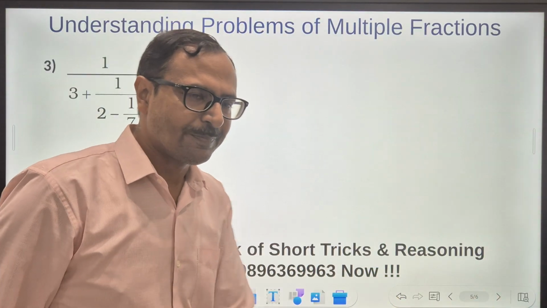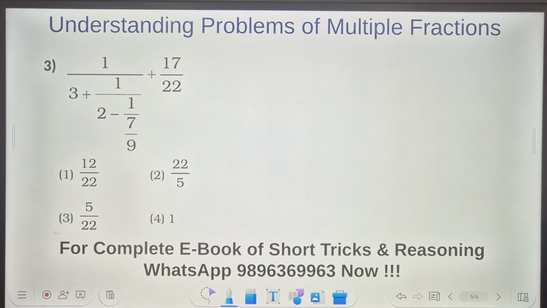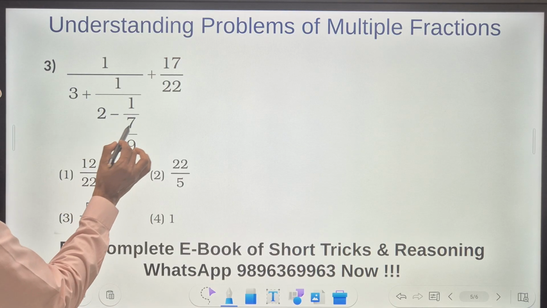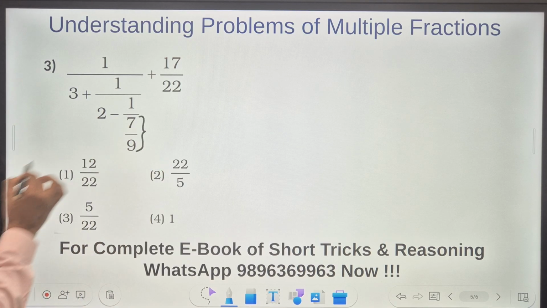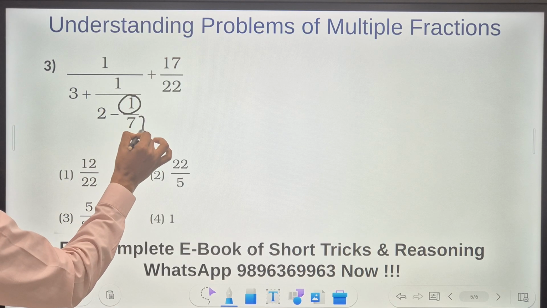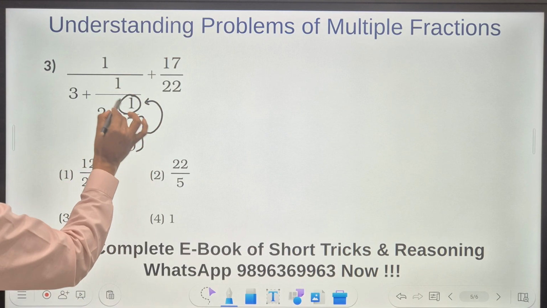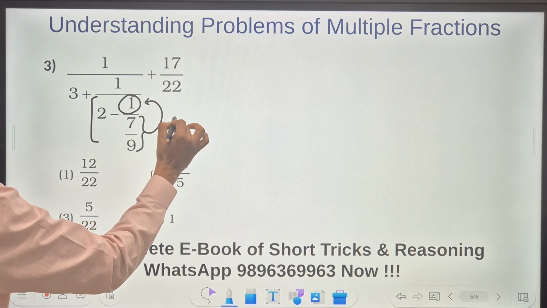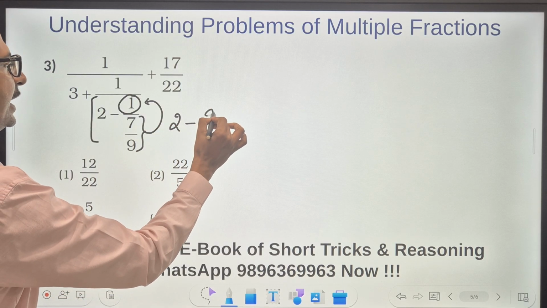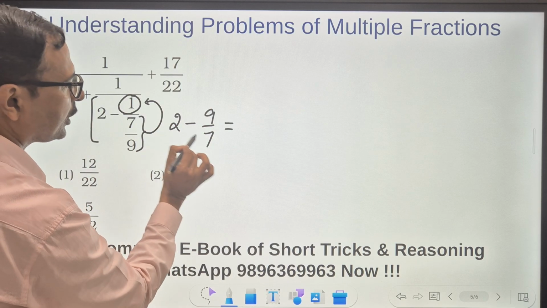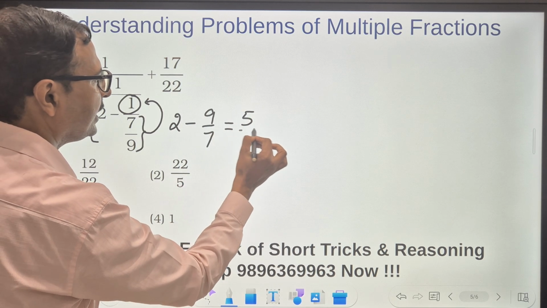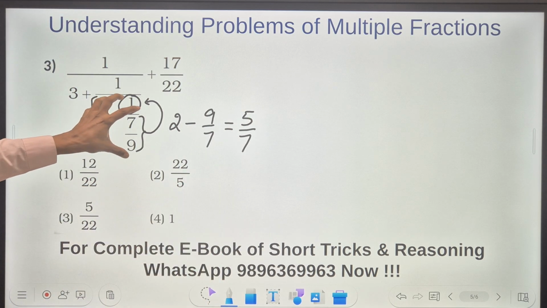Let's see one more question. See, here also the things remain the same, the basics, but there is a minus sign. So we need to be little careful here. Now this fraction 7 by 9 is in 1 upon. So obviously when it goes in the numerator, it will get flipped. So this part will become 2 minus 9 by 7, which is 14 minus 9, 5 by 7. So this is 5 by 7.